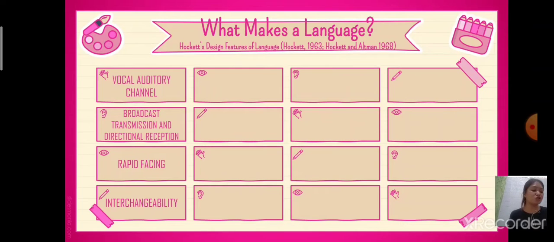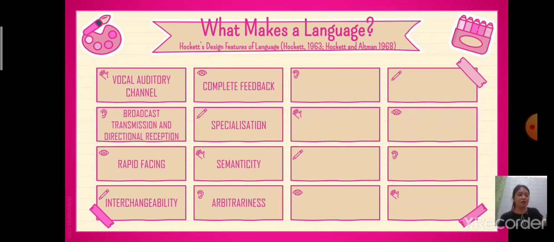We also have interchangeability, where any human can reproduce any aspects of language they hear, regardless of age and gender. They can interchange languages. It doesn't matter what their age is, what their gender is.